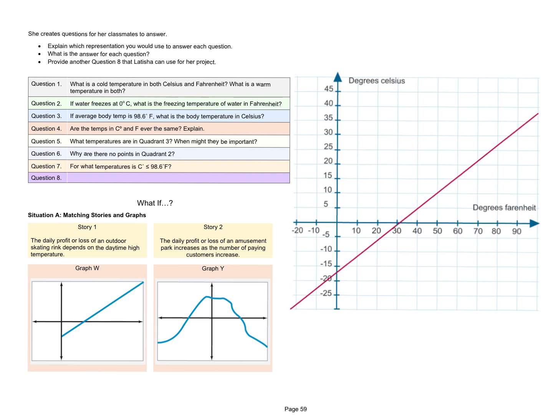All right, question three. If average body temperature is 98.6, what is the body temperature in Celsius? So 90, this is going to be 100. So we're looking right about there. Come up. That's going to be right about 37 degrees Celsius.